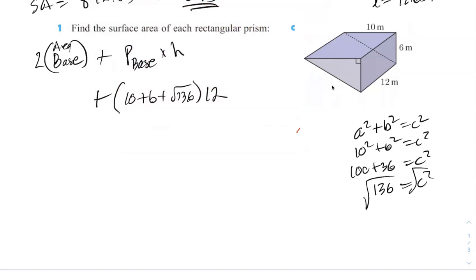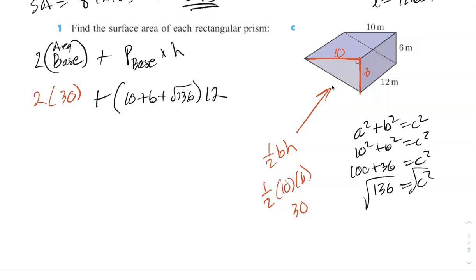Area of a right triangle is 1/2 base times height. And the key thing here is the base and the height are always the things with the right angle. So this is the base and that's the height. So this is 10 and 6. So 1/2 times 10 times 6, so 30. And we're going to times it by 2, so we get 60 again. So it's 60 plus whatever this mess is. I'm just going to use the calculator.